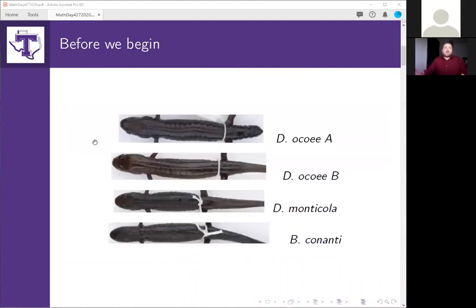Before we begin, look at these 4 salamanders and try to remember which species they belong to. There's 4 salamanders here and 4 species, and we'll come back at the end and see how you did.